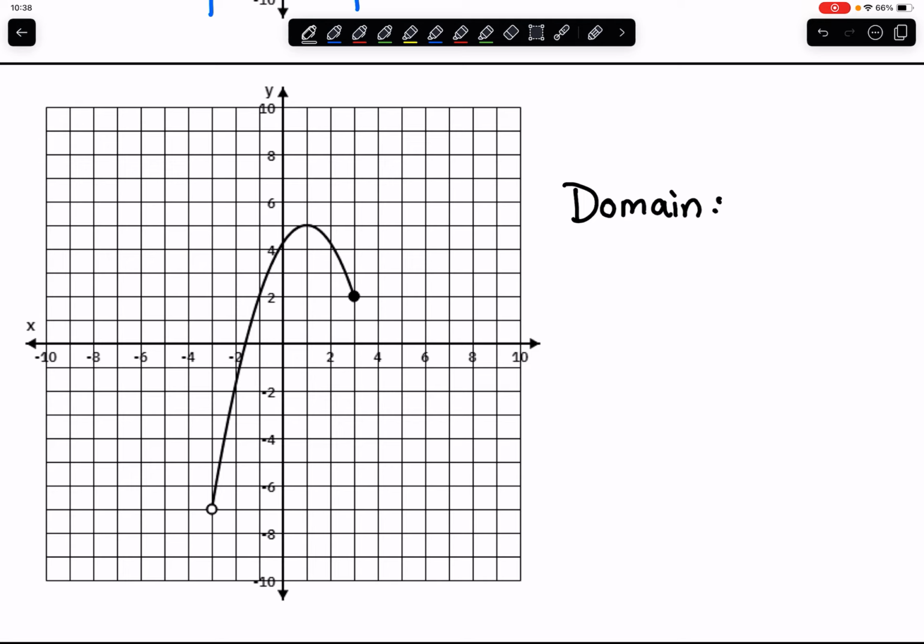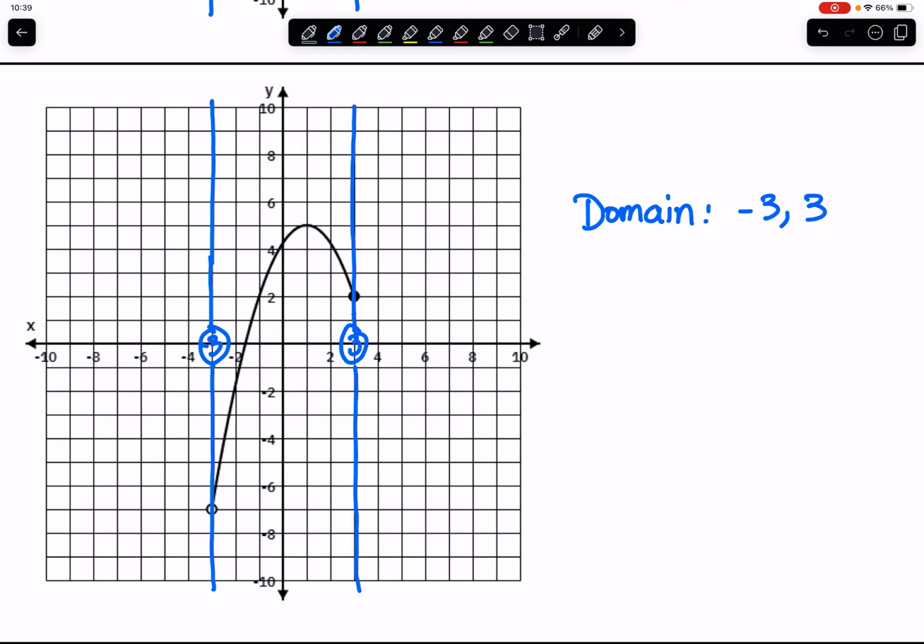For the domain, let me color coordinate this and do it in blue. We're going to look at how far left the graph extends, and it extends all the way to negative 3, and the farthest to the right that it extends is positive 3. So this graph exists between those two vertical lines.